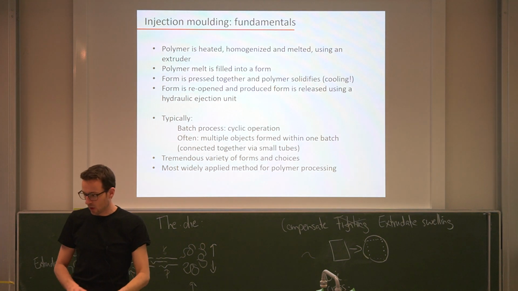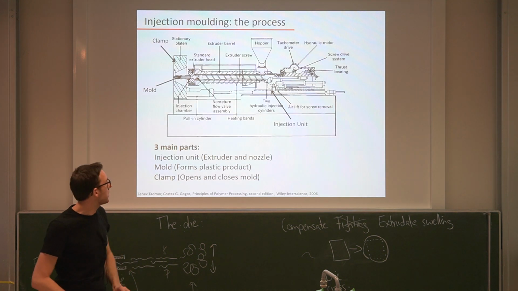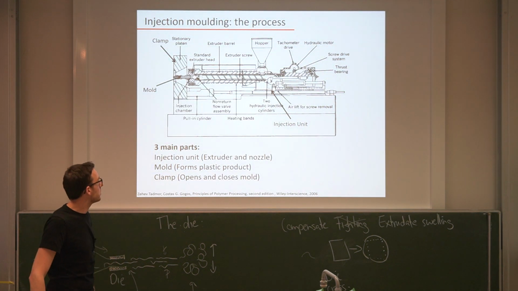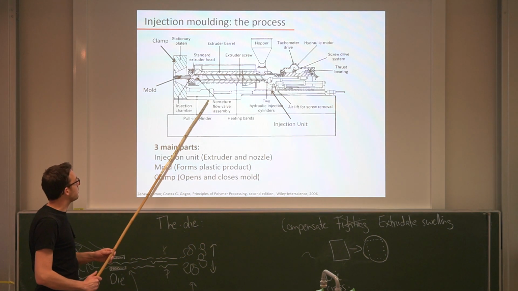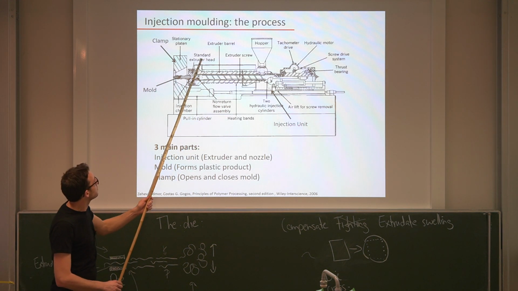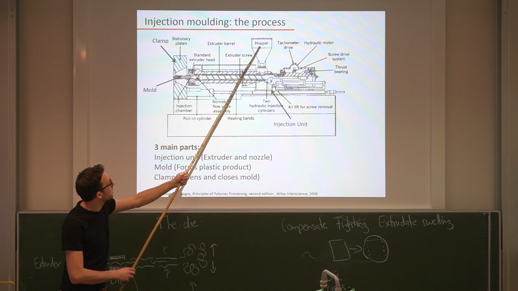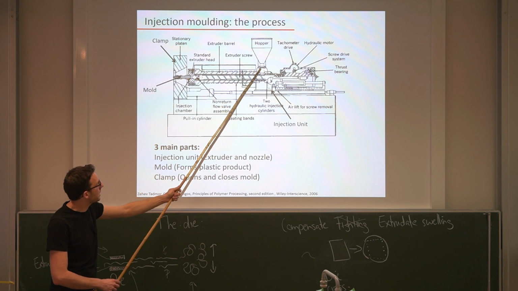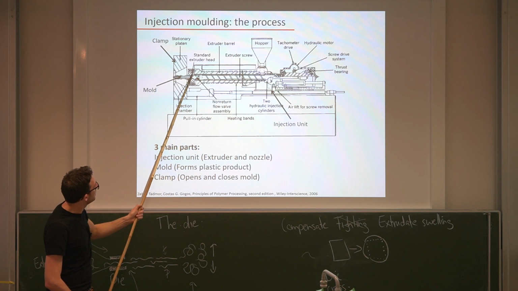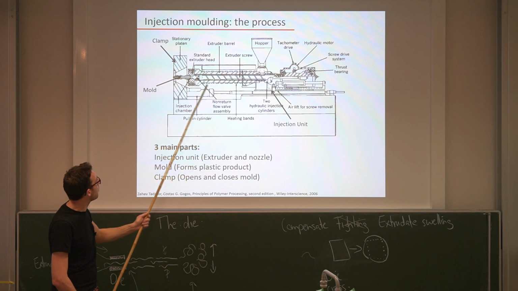So now, how does this look? Here you see a very complicated schematic of such an injection molding unit. And without going into details, let me just pick out some things that should look familiar to you. So here we have an extruder. We see here in the hopper, we feed in our polymer granulate. It's being transported in this direction, and this just heats up the polymer.